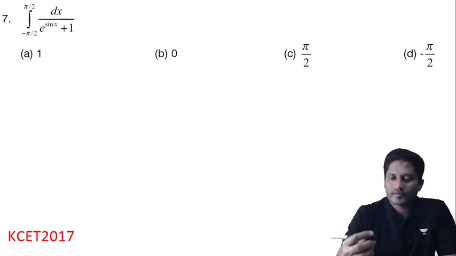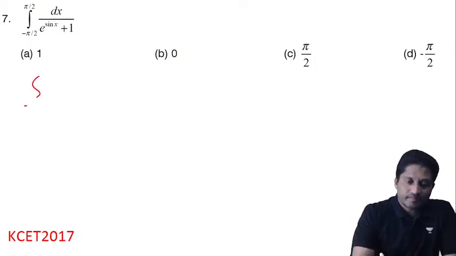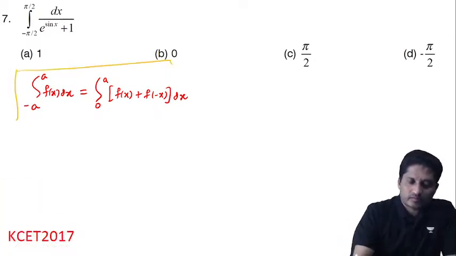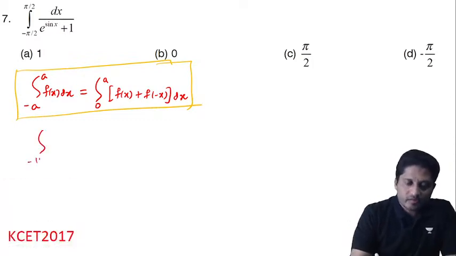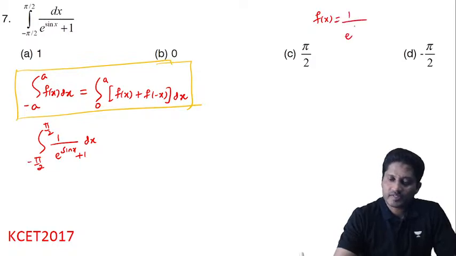Now listen. If the function is neither even nor odd, it is asked in 19 paper as well and 20 paper as well, integral from minus a to plus a of fx, neither even nor odd, then it is integral from 0 to a of fx plus f of minus x dx. Now if I use this logic, integral from minus pi by 2 to plus pi by 2 of 1 divided by e power sin x plus 1, dx.